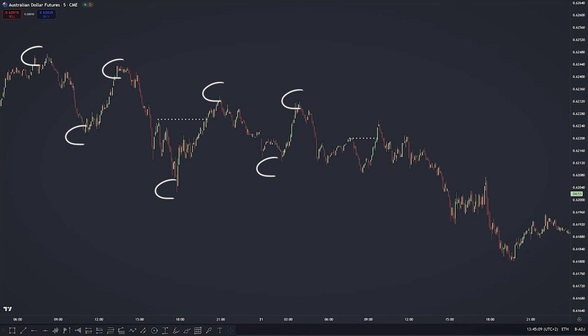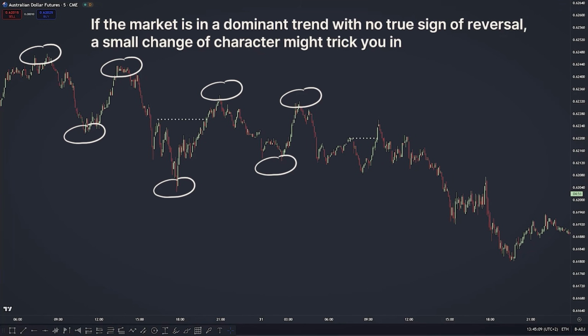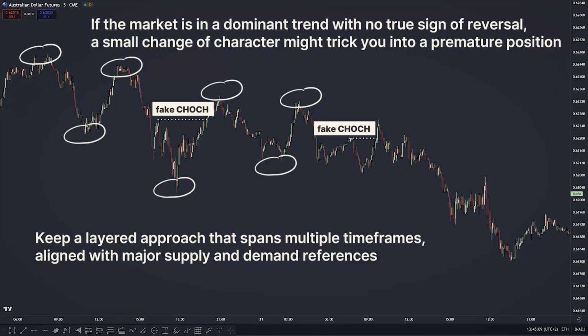Another pitfall is ignoring the bigger picture. If the market is in a dominant trend that has shown no true sign of reversal, a small change of character on a very low time frame might trick you into a premature position. Focusing too narrowly on each wave can cause constant second guessing. Instead, you want to keep a layered approach that spans multiple timeframes, aligned with major supply and demand references.